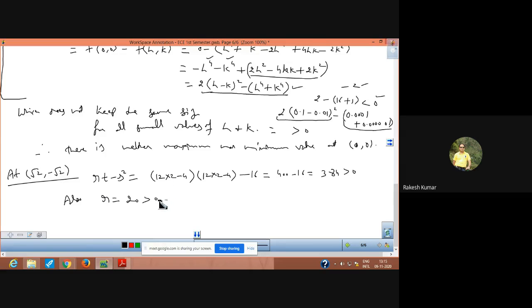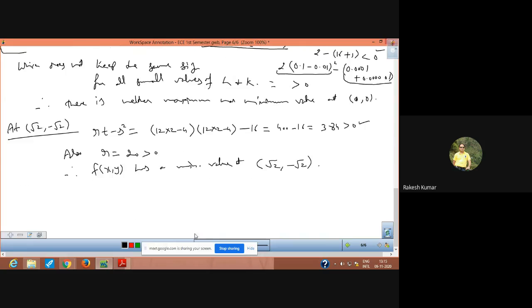This is bigger. और जब ये वैल्यू बिगर हो, 0 से बड़ी पॉजिटिव वैल्यू हो, rt minus s square, और अगर r भी पॉजिटिव आ जाए तो हम कहते होते हैं दिस इज ए पॉइंट ऑफ मिनिमा. So f of xy has a minimum value at this point, and the point is square root 2, minus square root 2.